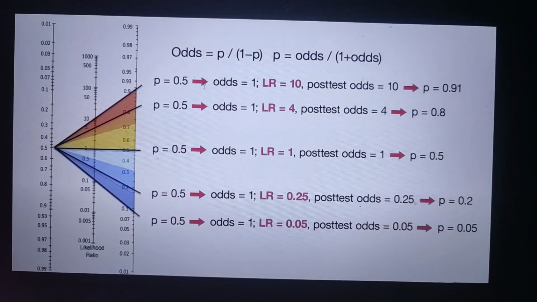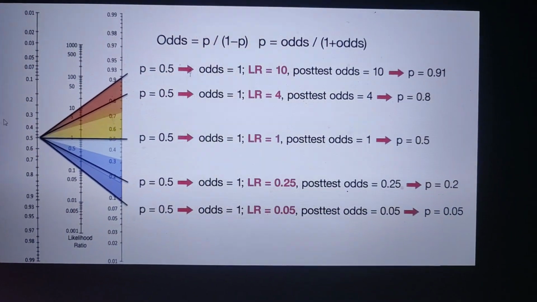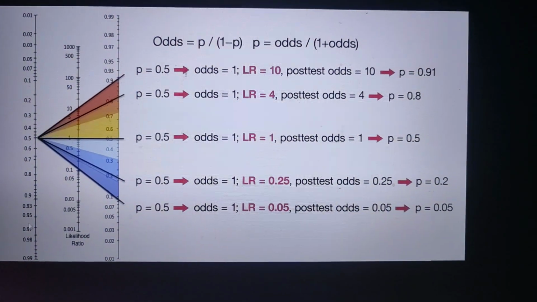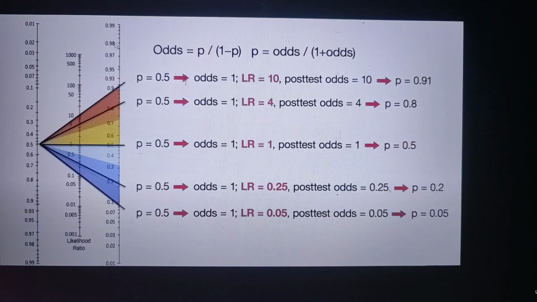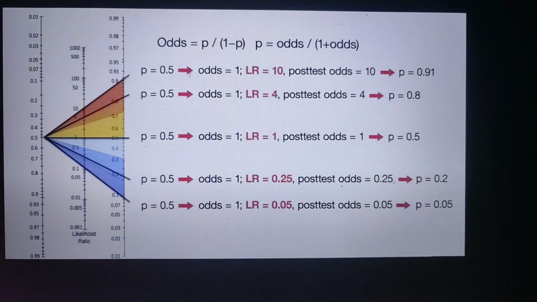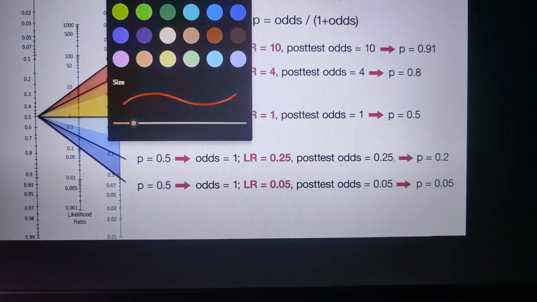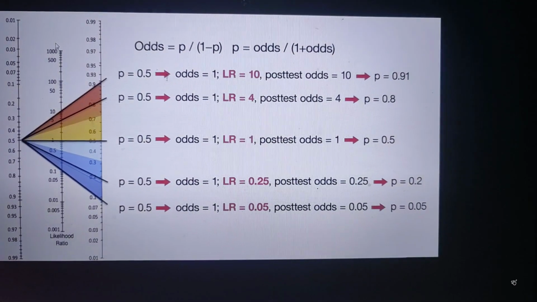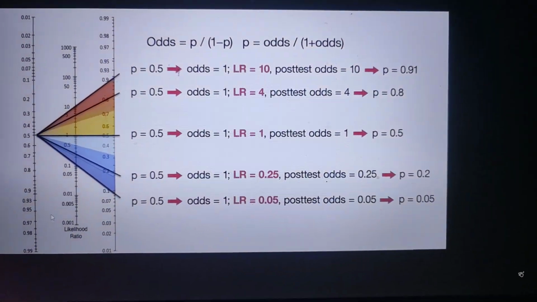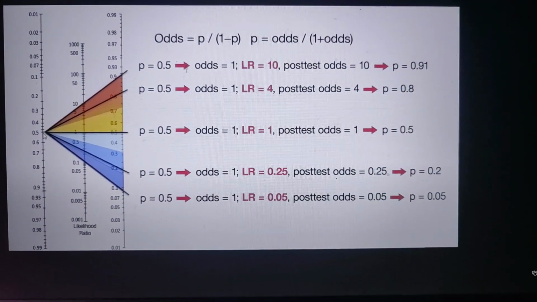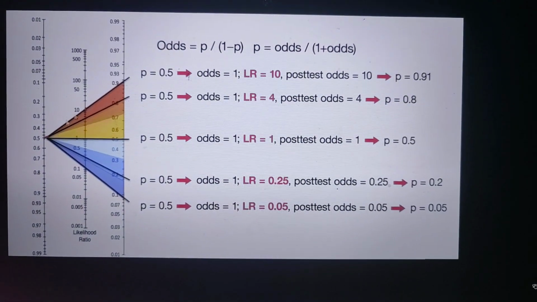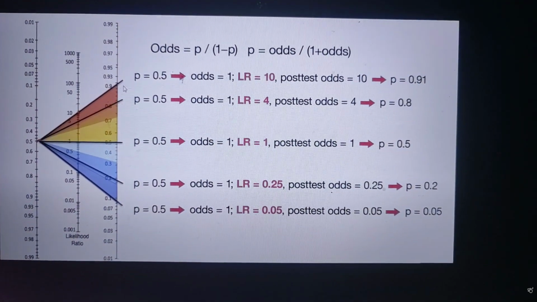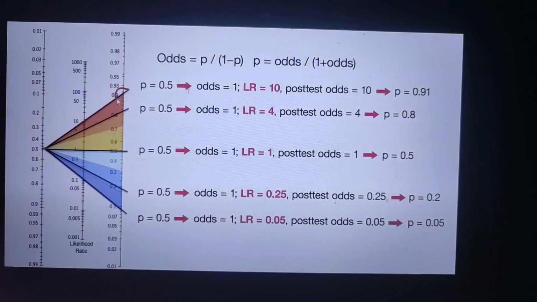You can see here this chart. This line represents pre-test probability and this is the post-test probability, right? And this is the likelihood ratio. So if your pre-test probability is 0.5 and likelihood ratio is 10, your post-test probability becomes 0.9.